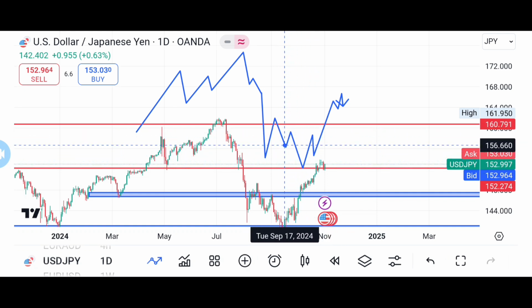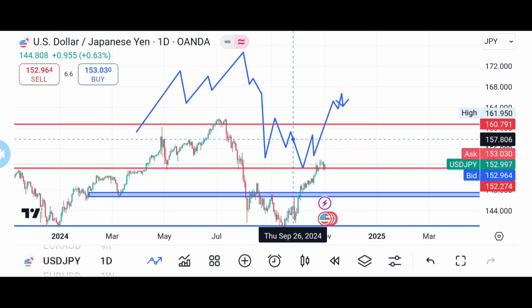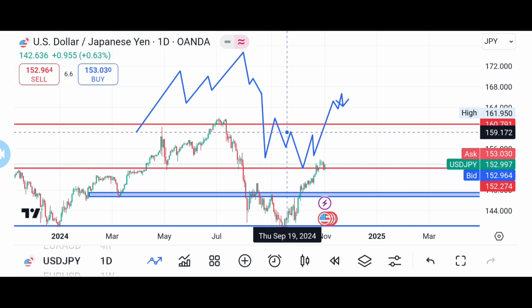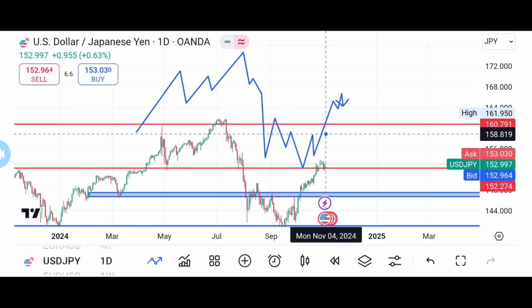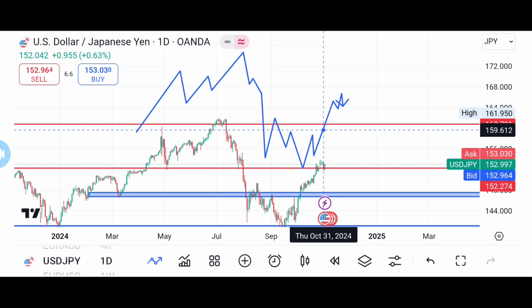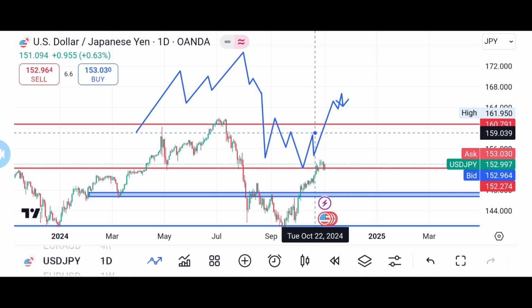So, the moment I saw this inverse head and shoulder here, and this is our neckline, the moment the price broke the neckline, I went to the 4-hour and 1-hour time frame, and the market retraced to that neckline. We caught this setup, we caught this move from here up to here.